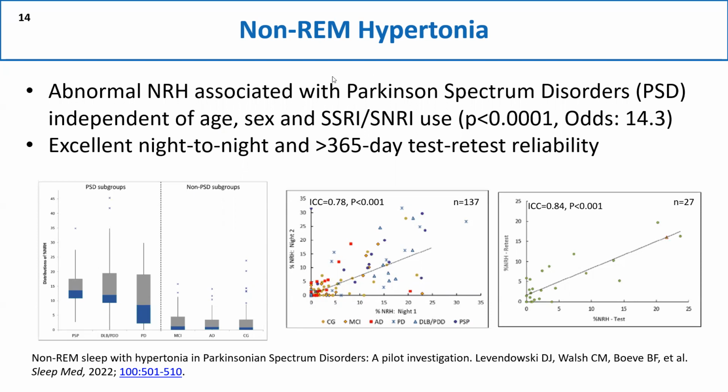Again, you can see that non-REM hypertonia was associated with the Parkinson's spectrum disorders, independent of age, sex, and SSRI and SNRI use, with really, really large odds. The night-to-night variability was a little bit greater than spindles, 0.78. But when we looked at the normal control group and studied them a second time, anywhere from 364 all the way to 512 days later, you can see that the longitudinal reliability of non-REM hypertonia is quite good.